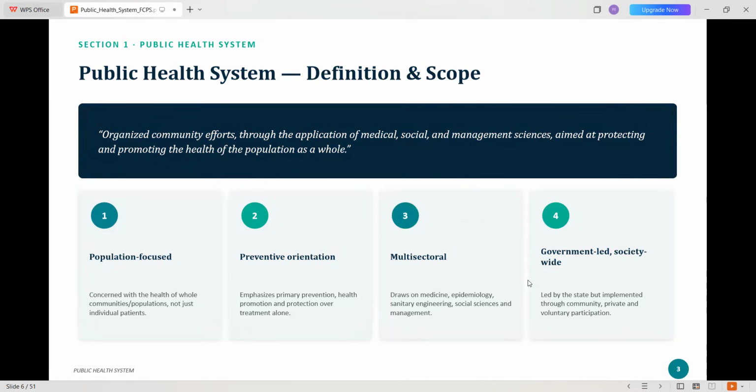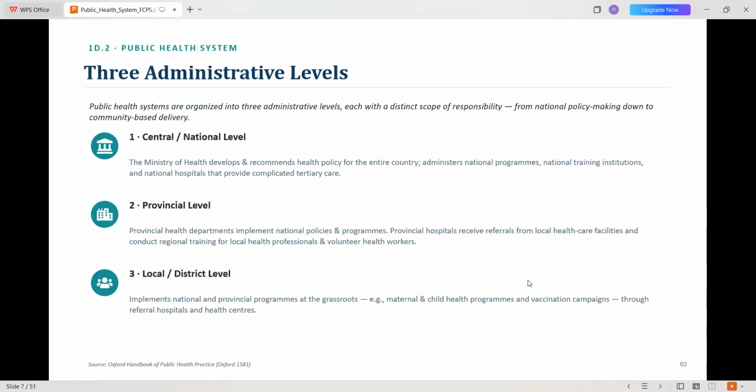So it should be population focused, concerned with the health of the whole community and population, not just the individual patient. Preventive orientation, which emphasizes primary prevention, health promotion, and protection over treatment alone. Multisectoral, drawing on medicine, epidemiology, sanitary engineering, social sciences, and management. Government-led, society-wide, which is led by the state but implemented through community, private, and voluntary participation.